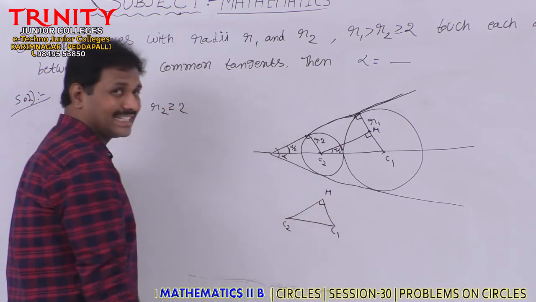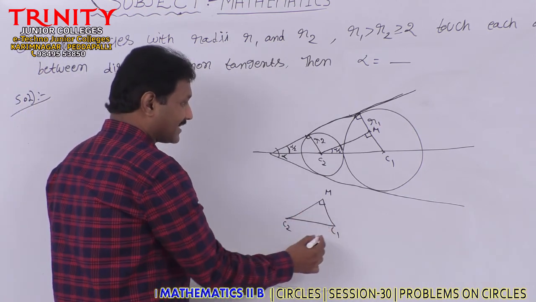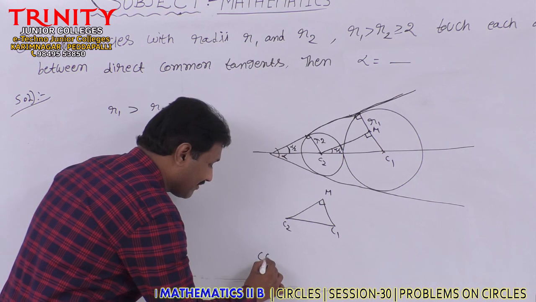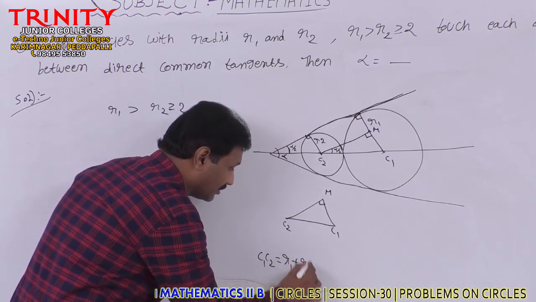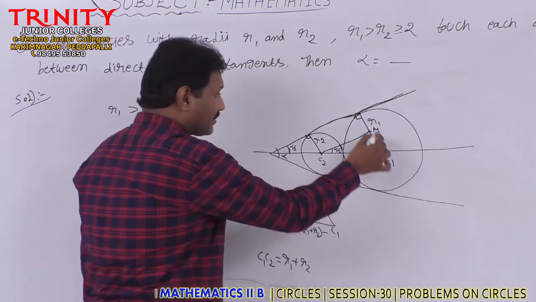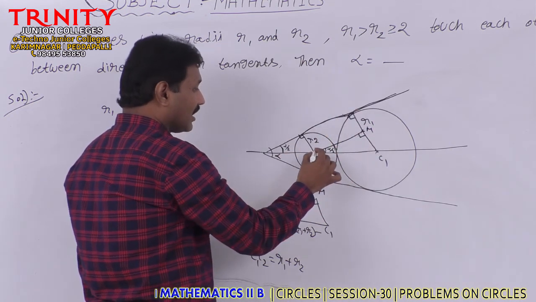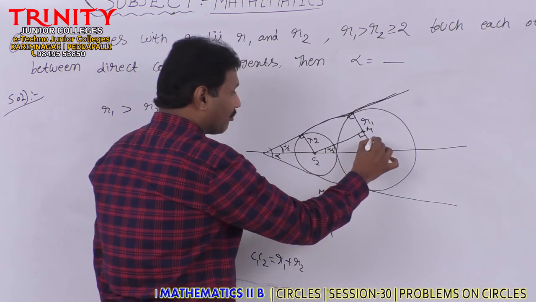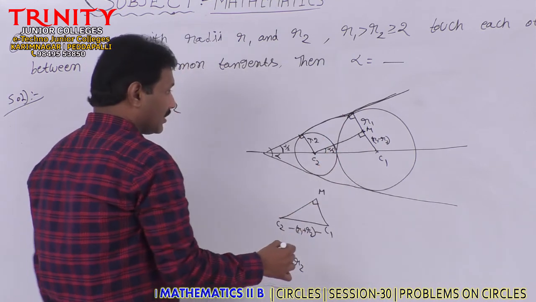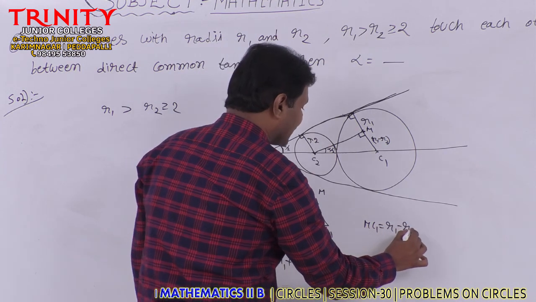C2, M, C1 is a right angle triangle. For the distance between the two centers C1, C2, in this case the circles touch each other externally. That means C1C2 equals R1 plus R2. Therefore, the distance between the two centers is R1 plus R2. And MC1, these two are parallel lines. This total length is R1, this part is R2, and this part is R1 minus R2. So MC1 equals R1 minus R2.